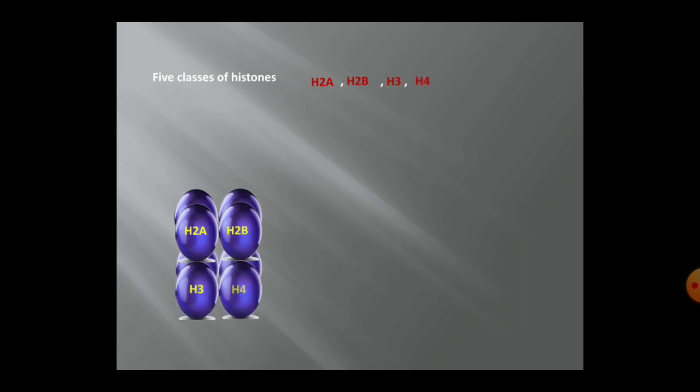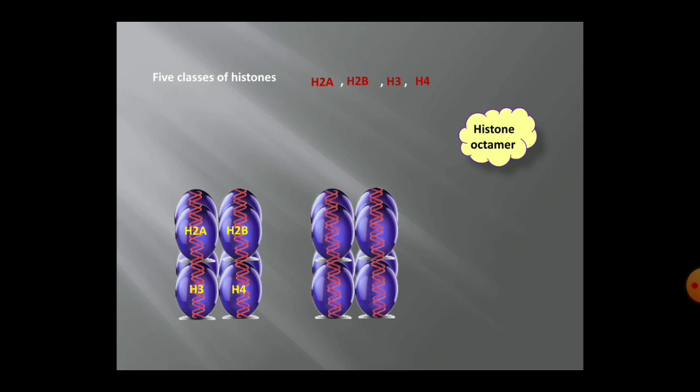Let us start with histone proteins. The 5 classes of histone proteins associated with the packaging of DNA in eukaryotes are H2A, H2B, H3, H4, and the last one is H1. Out of these 5 classes, 4 classes of histone proteins occur in pairs. That is, H2A occurs in a pair, H2B occurs in a pair, and H3 and H4 also occur in pairs, and together they are organized to form the histone octamer, because 8 histone proteins are involved in packaging of DNA. This organized structure we call a histone octamer.